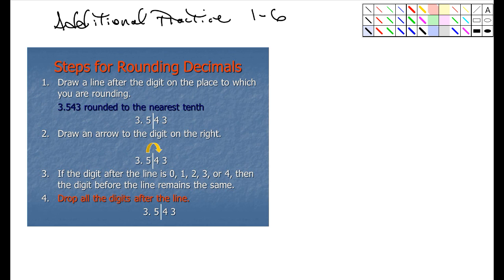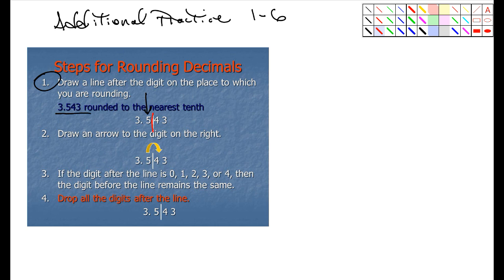So the steps for rounding decimals. It says first, draw a line after the digit of the place to which you are rounding. So what do they have here? They have 3.543. It says round to the nearest tenth. Well, where's the tenths place? The tenths place is where the 5 is. And then it says draw that line, and that's that white line you see right there. I'll put it in red.